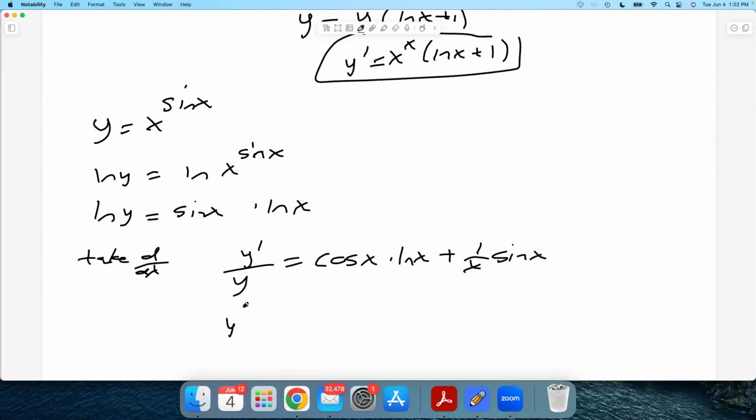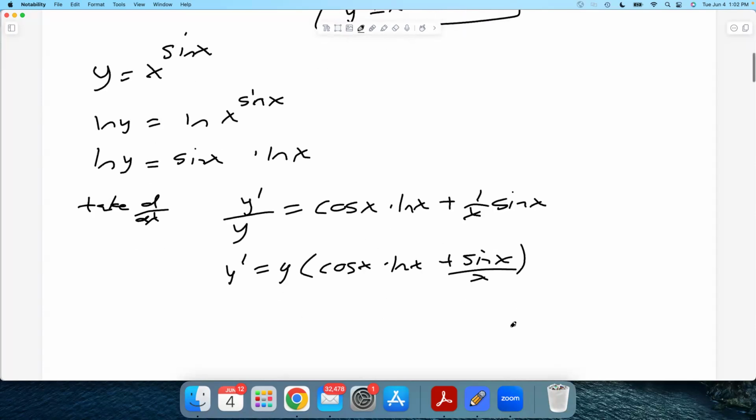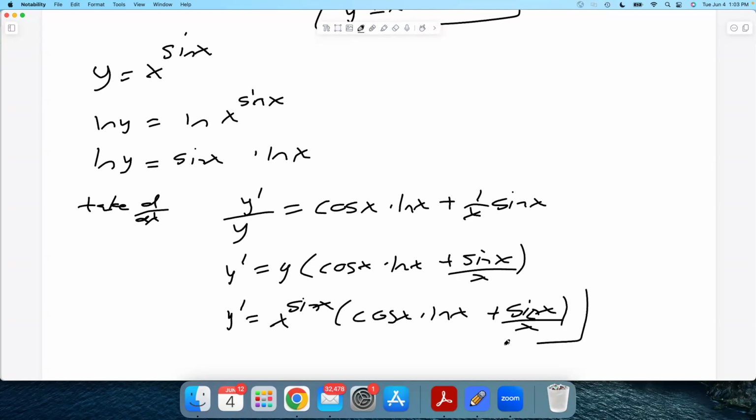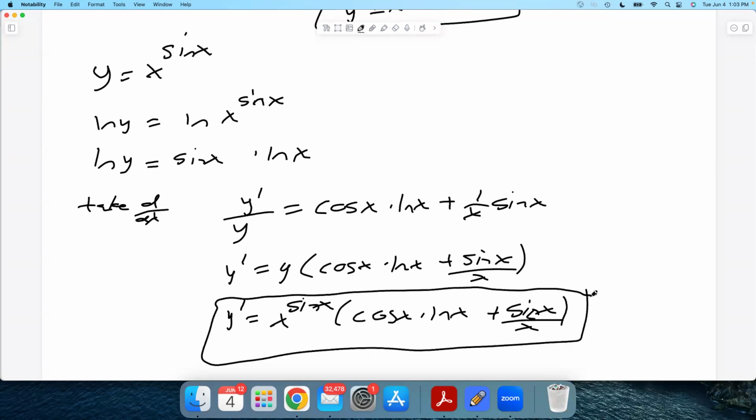Multiply the y over. I need these parentheses here. And maybe I'll write this guy here as sine of x all over x. And then I know what y is, so that's my last step pretty much every time: plug that back in. And then we circle our answer.